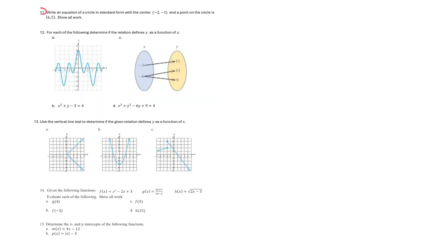Okay, number 11, we're going to write an equation of a circle in standard form with the center (-2, -1) and a point on the circle at (6, 5). Show how it works. So first thing is, let's write out what the standard form is. So we're going to have (x minus h) squared plus (y minus k) squared equals our radius squared. So we're given these 2 points here from the center, which means that we can fill those in right away.